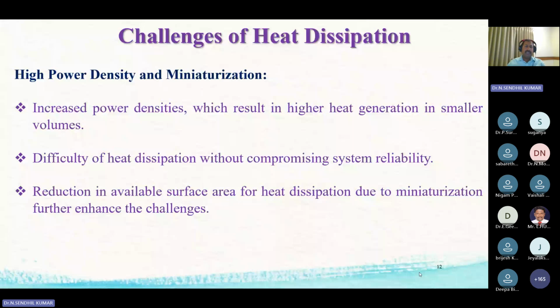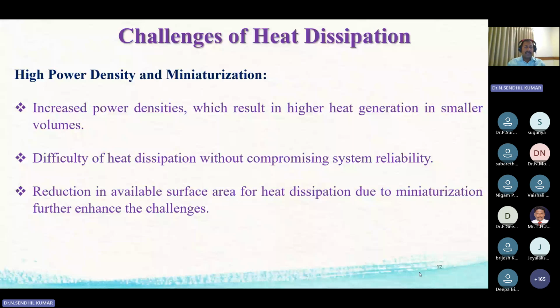This is because of miniaturization in power electronics and high power density. Both are involved: small size but high power density. All these are challenges of heat dissipation. That's why you have to think about advanced cooling technology. This is one of the challenging tasks we face while implementing these things.